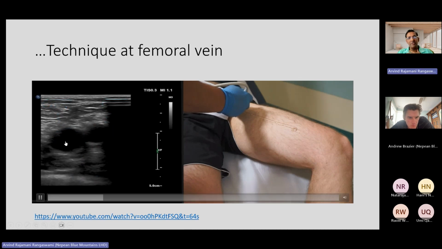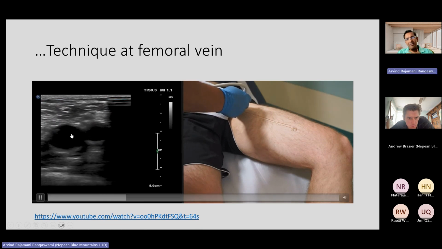So what you do is, this is the common femoral vein. See how much it's compressing here.